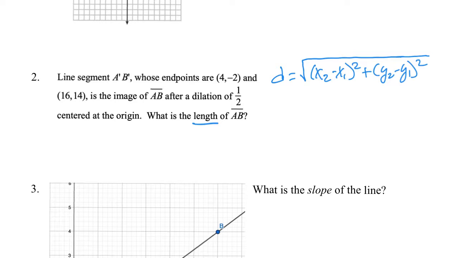So we just take 4 divided by a half, which is the same thing as multiplying by 2. That's going to give us 8. Do the same thing with the -2 divided by 1/2. That's the same thing as multiplying by 2. So that's going to give us -4. It's one of our endpoints. And then for our other endpoint we're going to do the same thing to the 16 and the 14. So 16 times 2, well, that's 32. 14 times 2, that's 28.